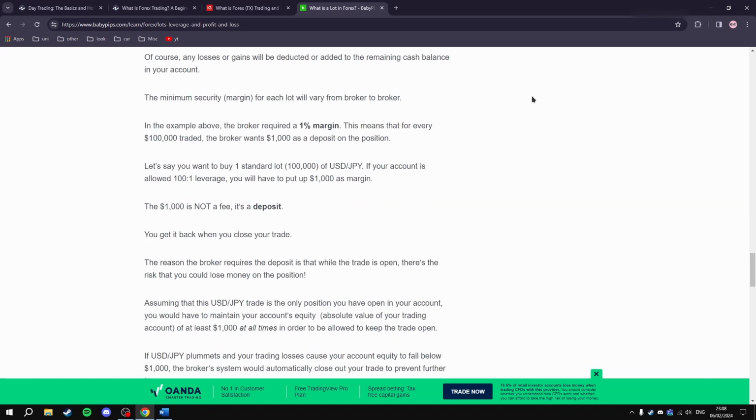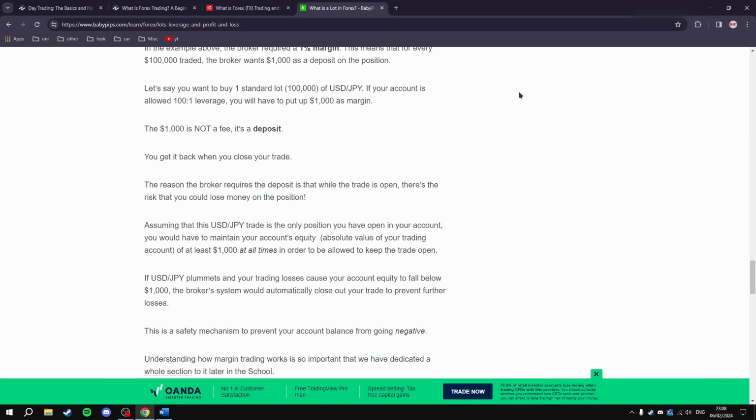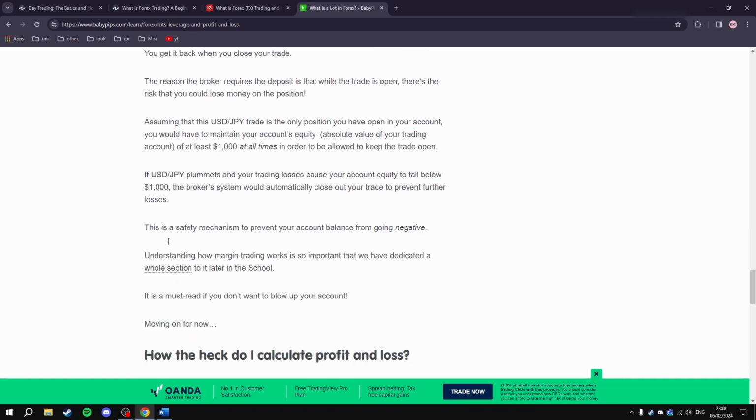The reason the broker requires deposits is that whilst the trade is open, there's the risk that you could lose money on the position. Assuming that this USD/JPY trade is the only position you have open in your account, you would have to maintain your account's equity, the absolute value of your trading account, of at least 1,000 at all times in order to be allowed to keep the trade open. If USD/JPY plummets and your trading losses cause your account equity to fall below 1,000, the broker system would automatically close out your trade to prevent further losses. This is a safety mechanism to prevent your account balance from going negative.